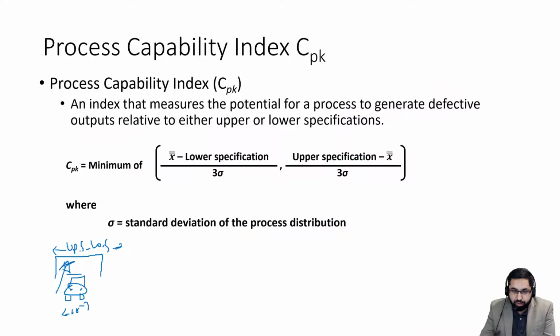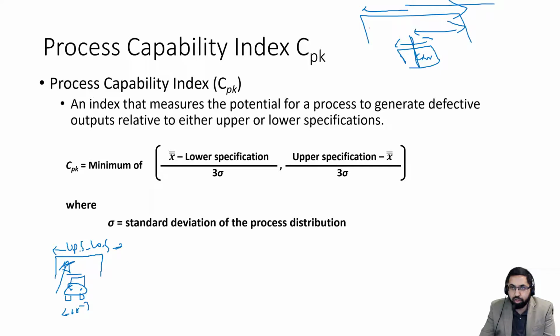CPK corrects this problem. What it does is, instead of just comparing the width of the garage to the width of the car, comparing this width to this width, it finds how far is the center of the car from this wall and how far is from the other wall, and uses the smaller distance to calculate your process capability, because the car only has to drift the smaller distance to hit the wall.